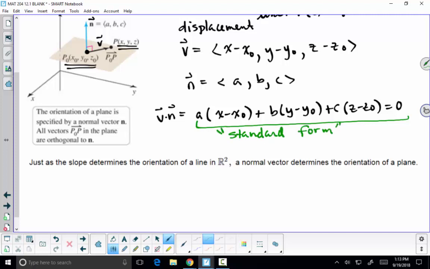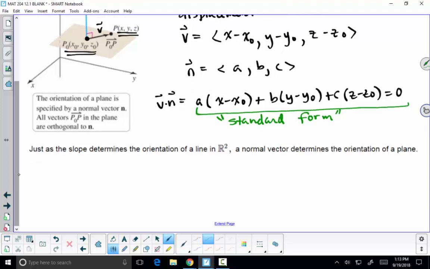Generally in math, we use the word standard if it reveals information about the geometric object, and we use general if it doesn't reveal information about the object. So the general form of a plane we write as ax plus by plus cz equals d. So that's our general form.